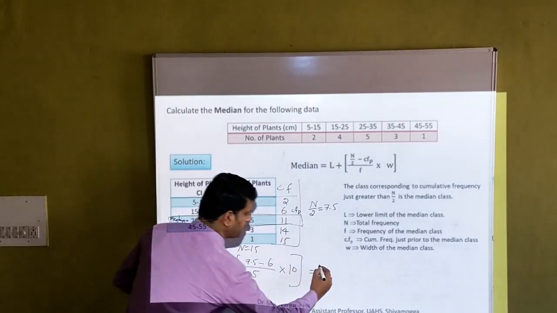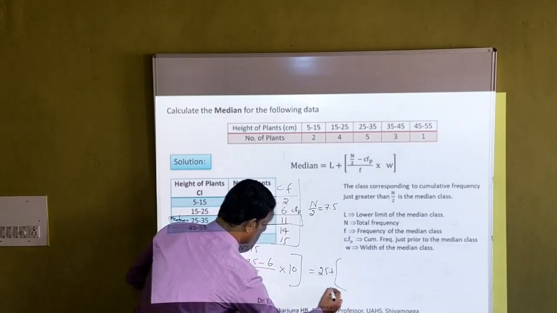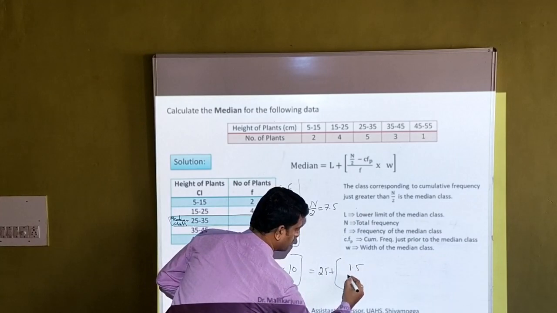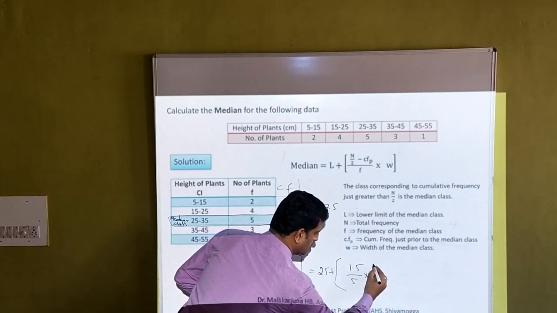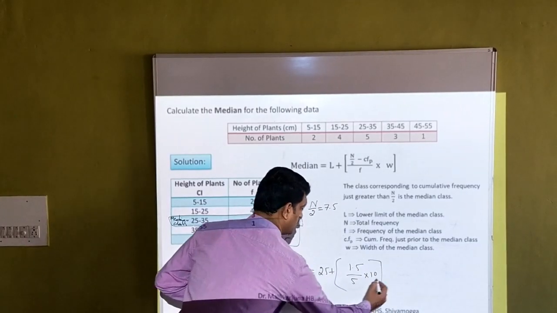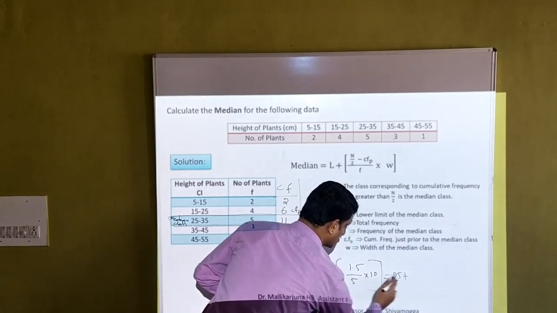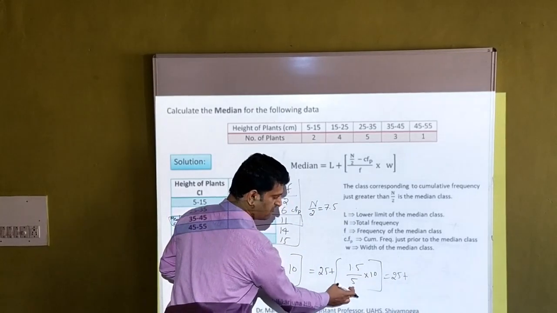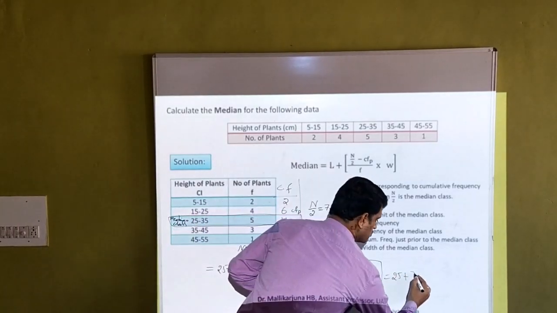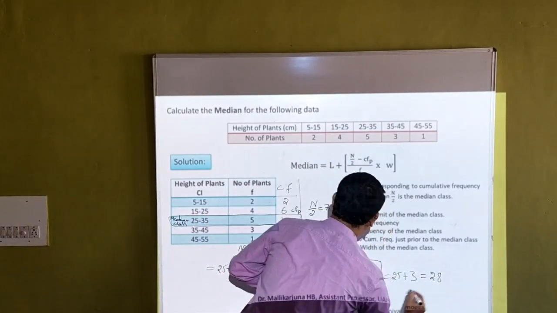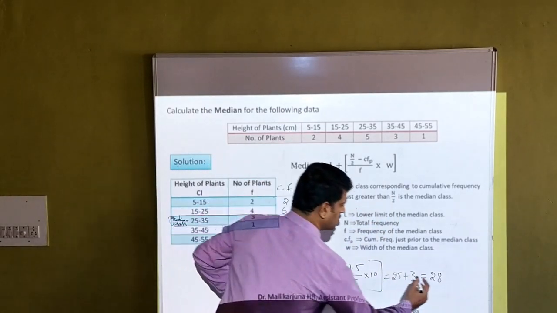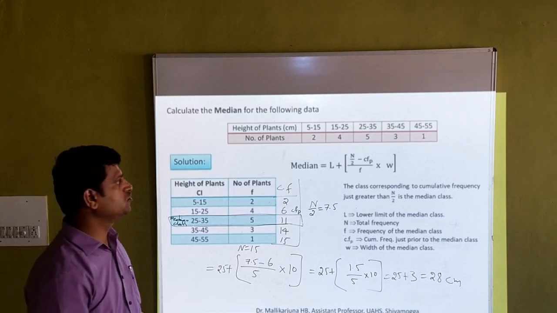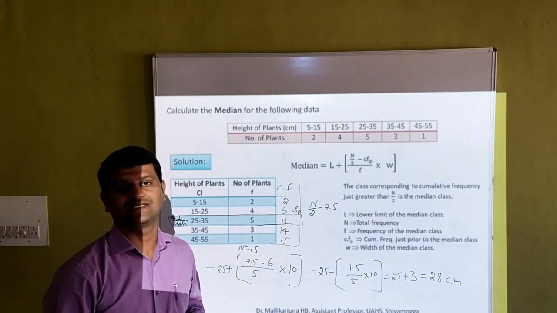Now 25. So 1.5 divided by 5 into 10. Here 25 plus 1.5 into 10 is 15. 15 by 5 is 3. 28. The unit is centimeter. So the median for this distribution is 28 centimeters.